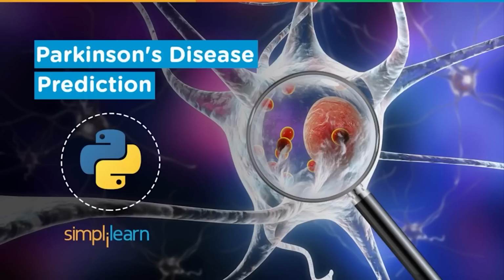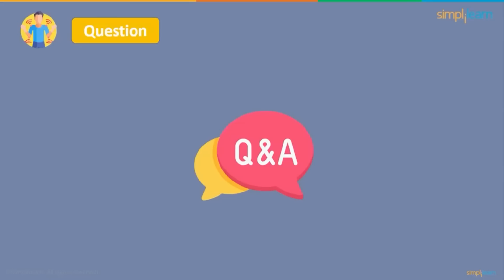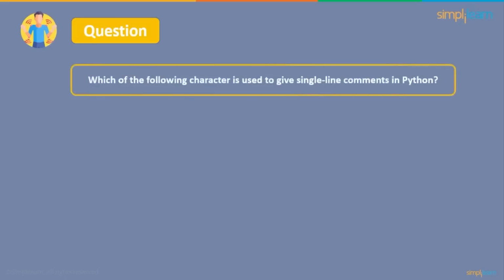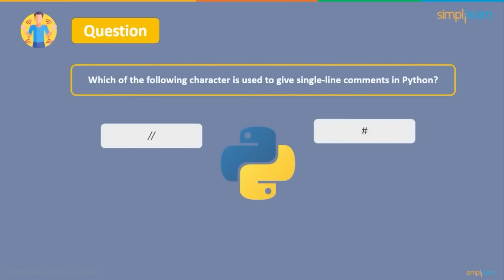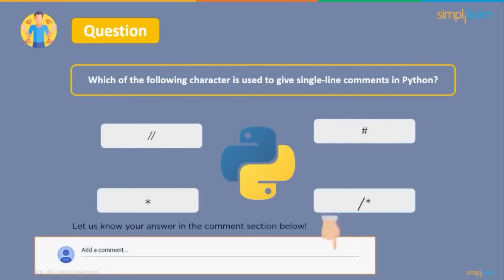Before we move on to the programming part, here is one question for you guys. We'll give you exactly 1 minute for this. You can give your answer in the chat section so I can see if the answers are right or wrong. The question is, which of the following characters is used to give single line comments in Python? Option A, double slash. Option B, hash. Option C, star. Option D, slash star. Let us know your answer in the chat section.